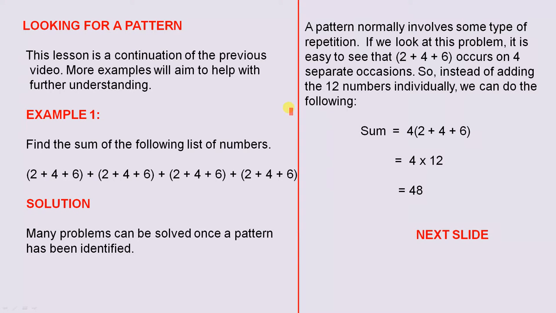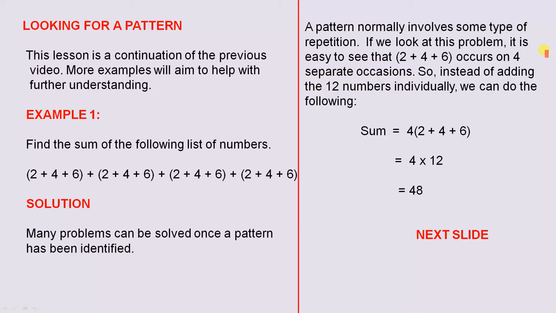Example 1. Find the sum of the following list of numbers. So here they are, 12 numbers altogether. Solution. Many problems can be solved once a pattern has been identified. A pattern normally involves some type of repetition.